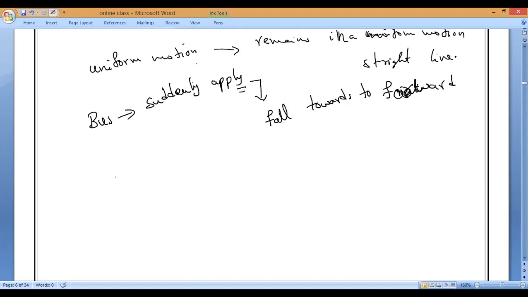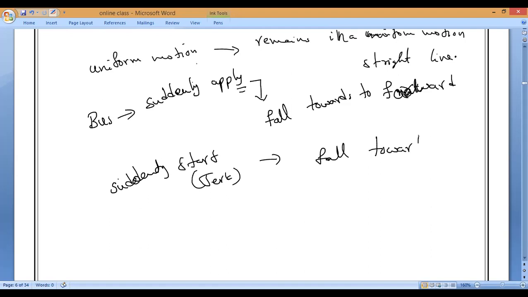Now when the bus suddenly starts from the bus bay, with a sudden jerk, what will happen? We will fall towards where, Hari? Towards backward. So what is the reason behind it? I told you.